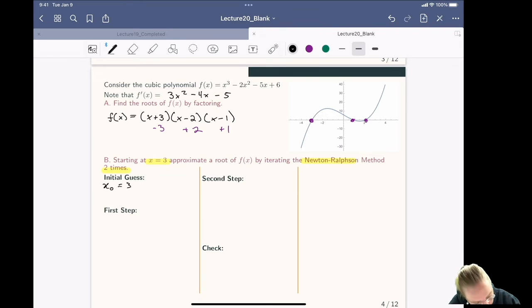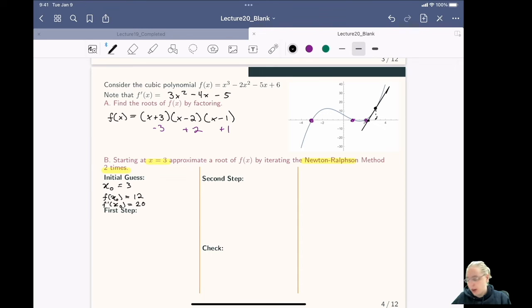Okay, so where are we on here? We're at 3, so we're going to go there, and we're going to find the tangent line to this curve, and we're going to ask, what is the root of that tangent line? So f of x0 is equal to 12, and f prime of x0 is equal to 20.